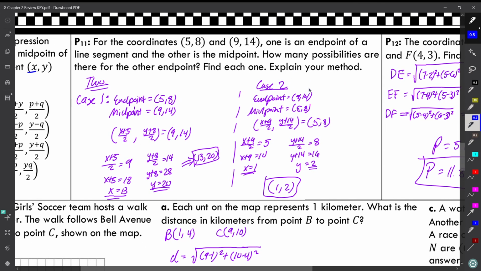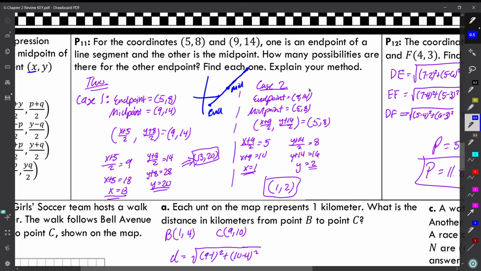For the coordinates (5, 8) and (9, 14), one is an endpoint of a line segment and the other is a midpoint. How many possibilities are there for the other endpoint? Okay, so think about it this way. If I have a point and a point on a line segment, and one is the endpoint and this is the midpoint, to go to the other endpoint you're going to have to go in that same direction, right? Because a line segment is straight, and you go the same distance the other way, right?